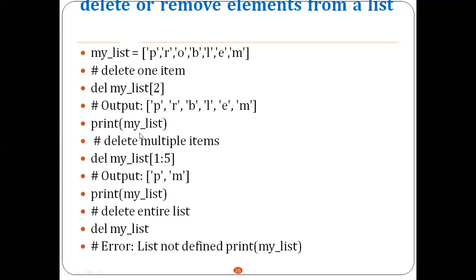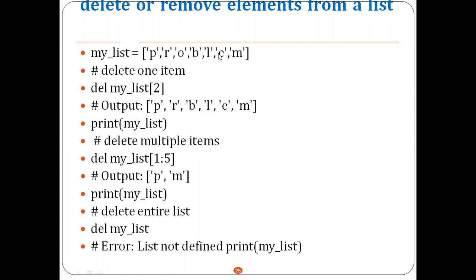Similarly, you can delete multiple elements by specifying ranges, right? Now you can see the output here. I want to delete the elements from 1 to 5. This is 1, 2, 3, 4, and 5, and all these 5 elements will get deleted, from index number 1 to 5.